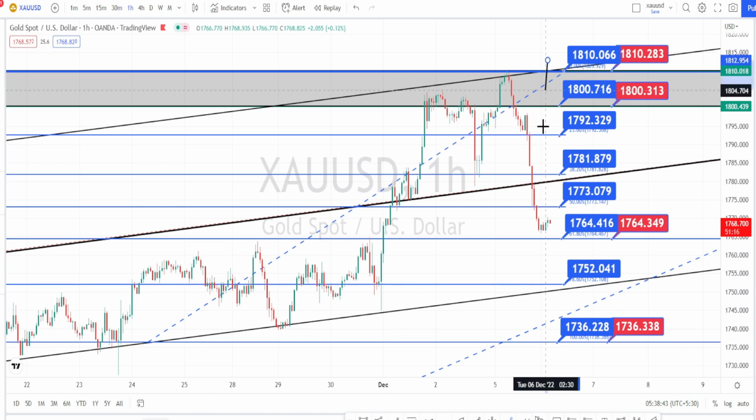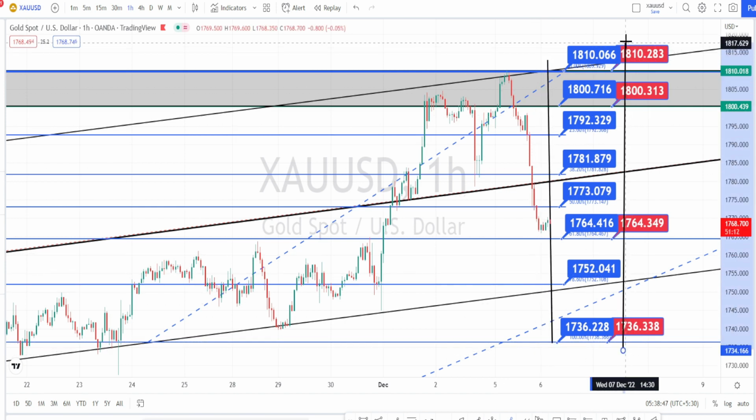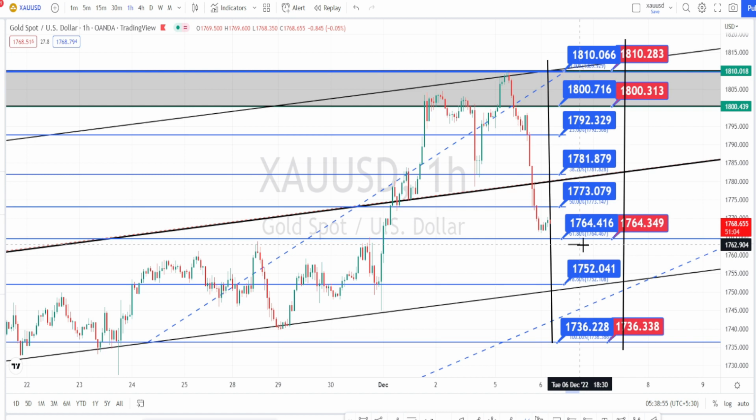So the values within these blue color boxes are the resistance and support levels for current price action in the hourly time frame. Currently the price action is trading between the support level of 1764 and resistance level of 1773. And if the price action breaks this support level, the next level of support for the hourly time frame is going to be around 1752 and 1736.